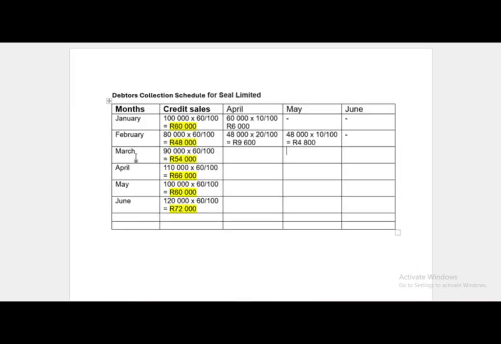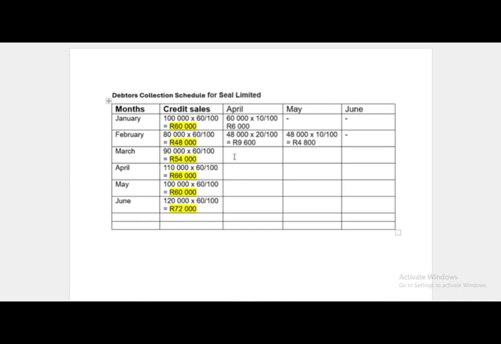Remember, March is the month of sales, of which we already collected 20%, but it's not in our month, so we can outline it or we can recognize it. And then we are going to recognize or calculate for April. April is the first month following the month of sale, and it's in our debtors collection schedule months.